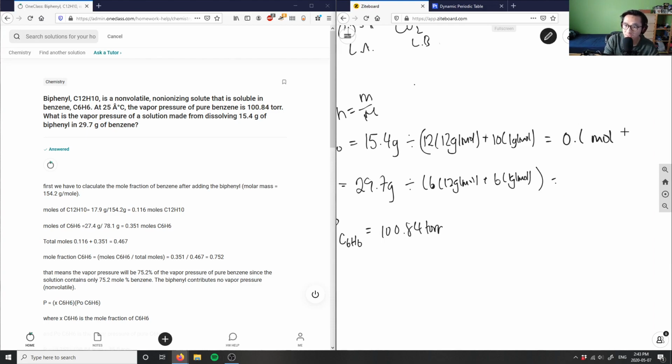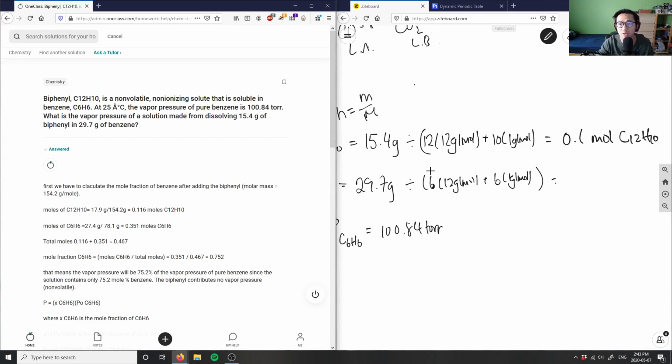moles of C12H10. And then for this one, I have 29.7. I'm going to divide that by 12 times 6, which is 72, plus 6, which would give me 0.38, which is vastly different from what they're getting here. So I don't know what's up. It might be a rounding issue.